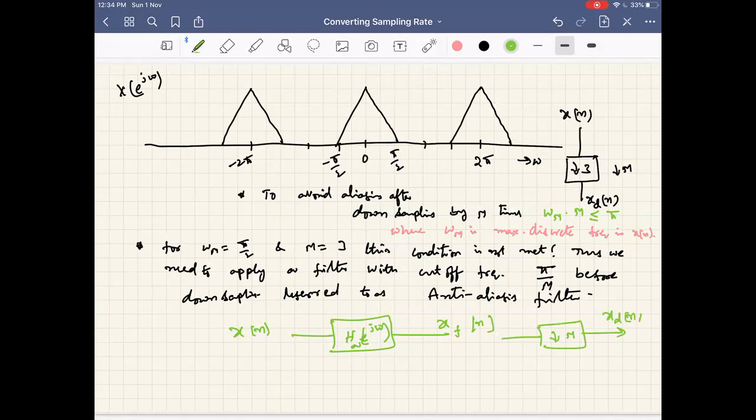And this filter's cutoff frequency is minus pi by m to pi by m, to limit the spectrum even after downsampling to the minus pi to pi range. If you apply this limit, this spectrum will be only from minus pi to pi. Then the same thing happens in the expanded spectrum, in the pi to 2 pi range and so on. So this is the cutoff frequency, low pass filter.